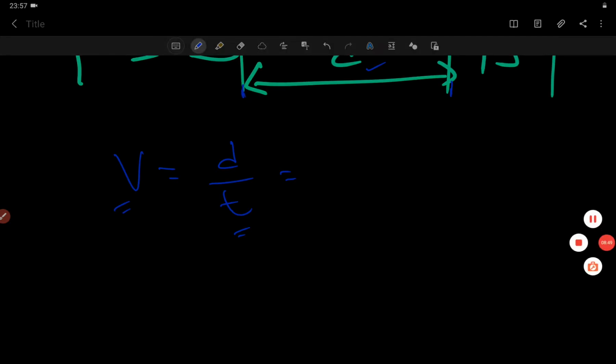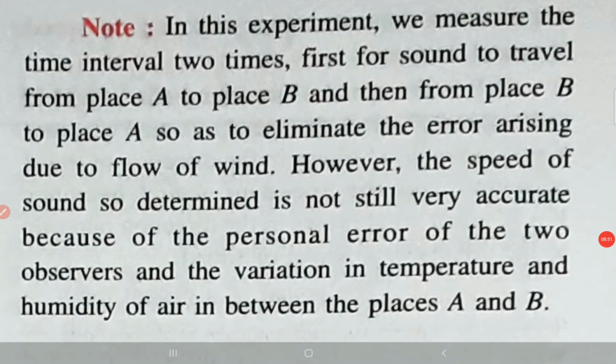Now going back to our book, so note, in this experiment we measure the time interval 2 times, first for the sound to travel from A to B and then from B to A, so as to eliminate the error arising due to the flow of the wind. However, the speed of sound so determined is still not very accurate because of the personal errors of the two observers and the variations in the temperature and the humidity in the air between the places A and B.